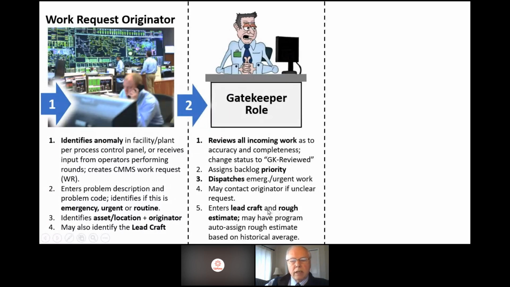This is not an exact science, but to let the work order go through this process and sit in the backlog for maybe a month or 2 months before the planner gets to it, well, that makes the backlog very uncertain as to what is there. You can count work orders, but you have no idea as to the size of the work in the backlog by craft. That's a key point, gatekeeper role.